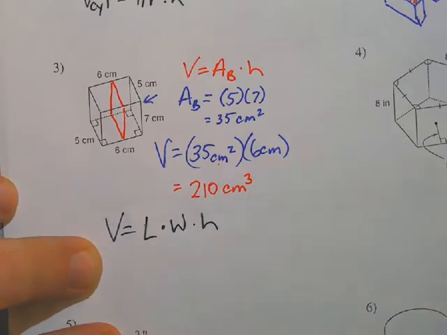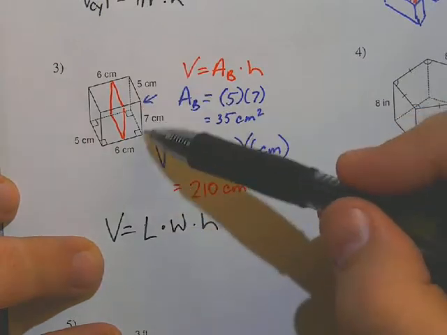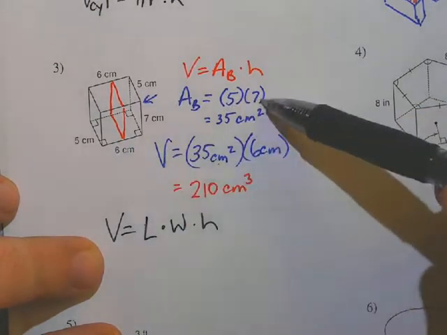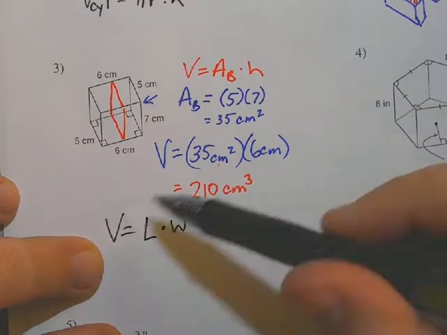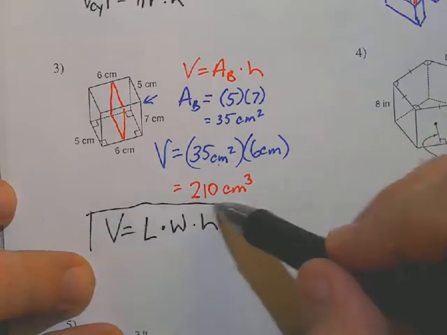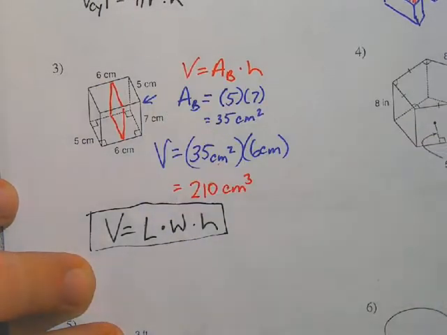Is there a formula for this one? Sure there is. It's called volume equals length times width times height, or length times width times depth, or length times depth times height, whatever you want to name them. Basically, you just multiply the 3 together, 5 times 7 times 6, and we did that, 5 times 7, and then we multiplied it by 6. And that gives us our volume.